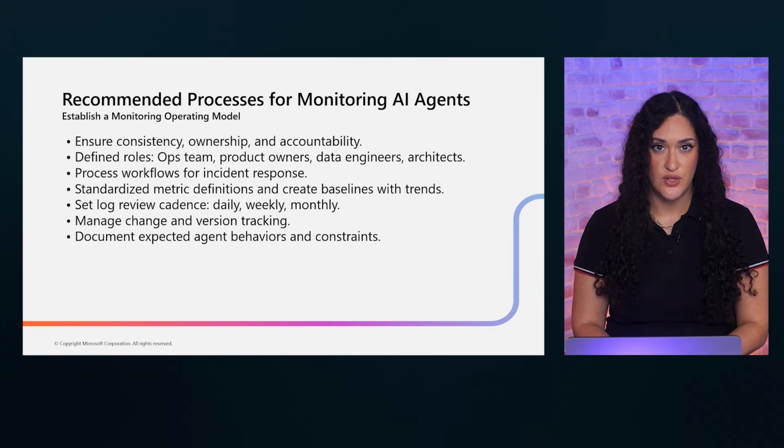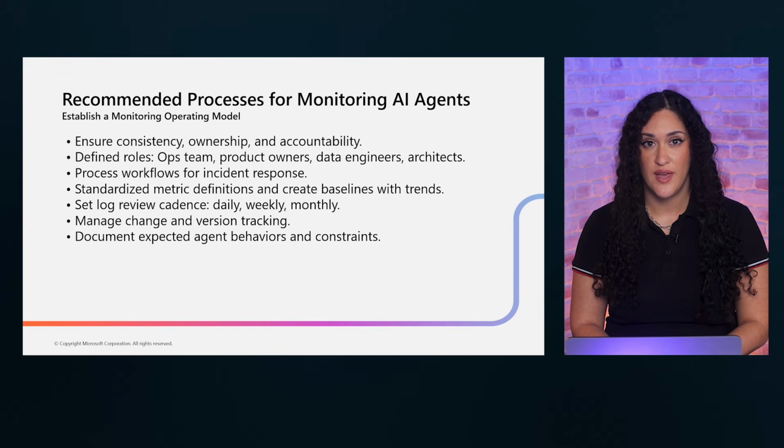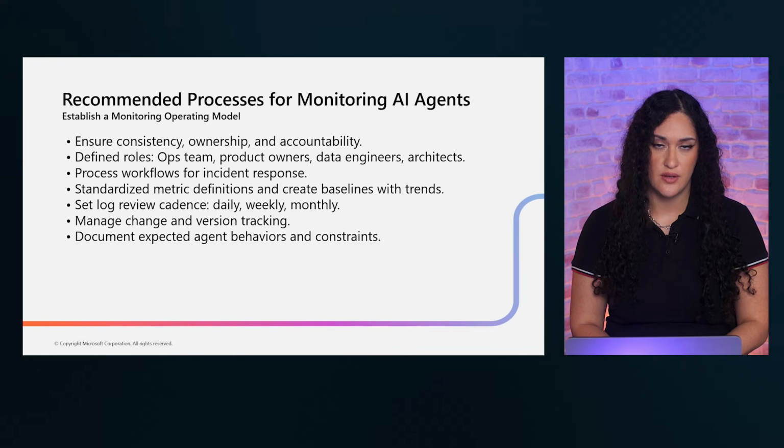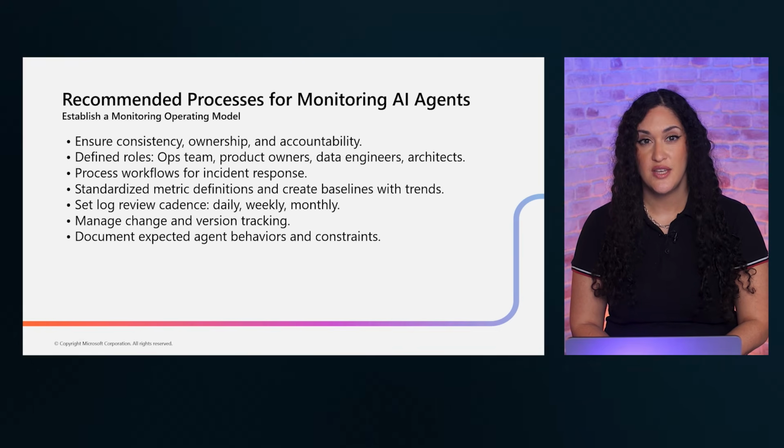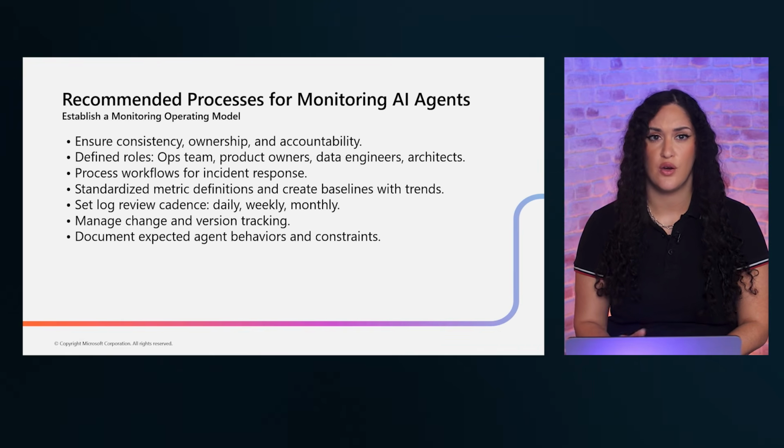Standardize your metric definitions and create baselines with trends so everyone is speaking the same language. Set a log review cadence, whether that is daily, weekly, or monthly. And finally, document expected agent behaviors and constraints. Without that documentation, you cannot tell if something is a bug or a feature.